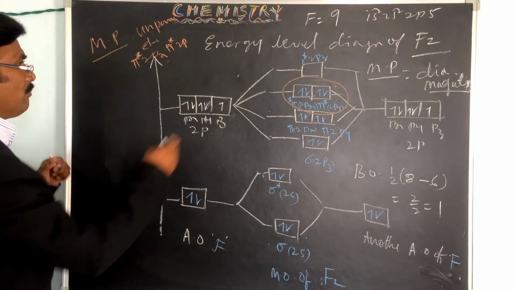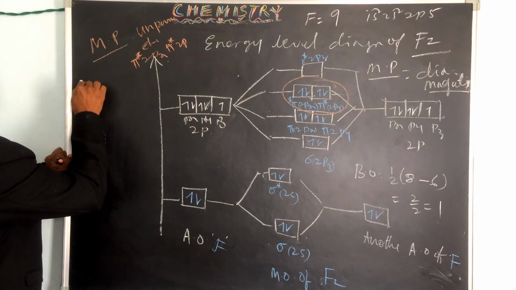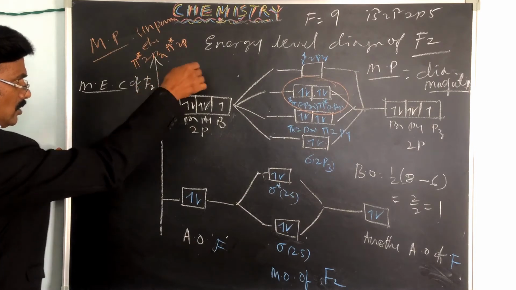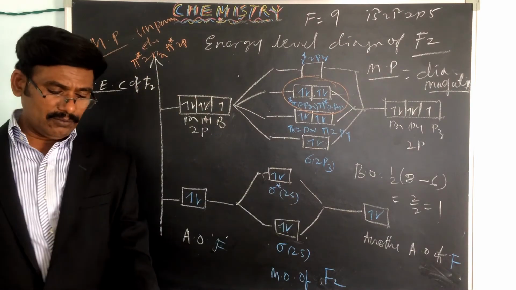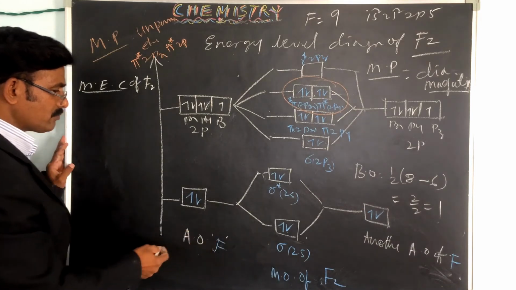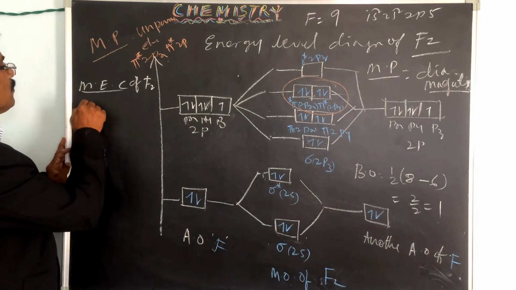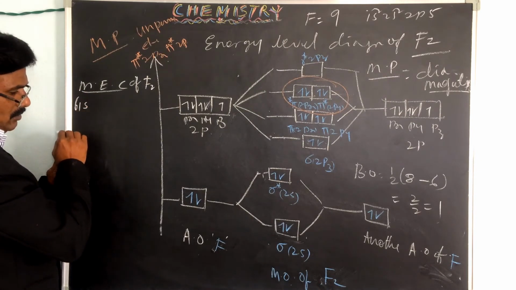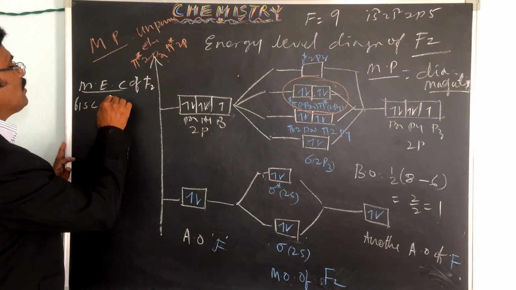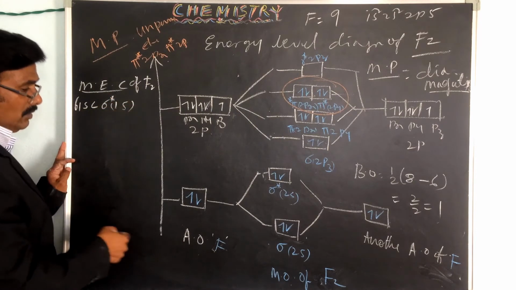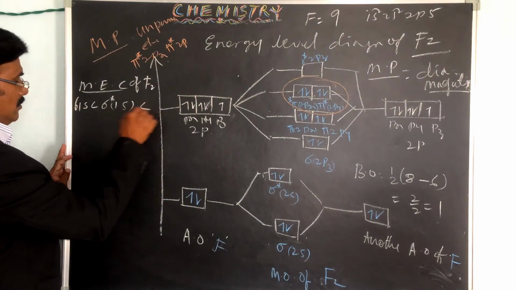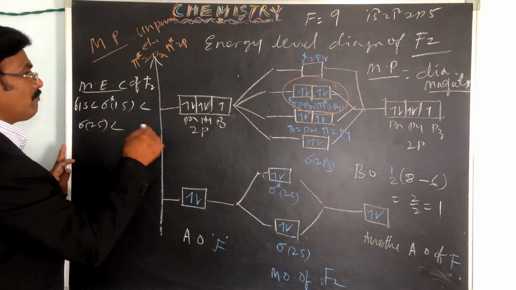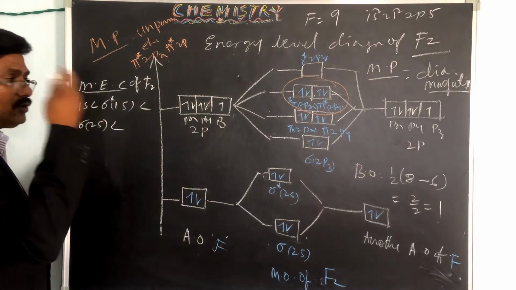So increasing order, the molecular electronic configuration of fluorine. By looking at this diagram, tell me now: first the non-bonding one, sigma 1s is less than sigma star 1s. Then sigma 2s, then sigma star 2s. By looking at this only, no need to think anything.